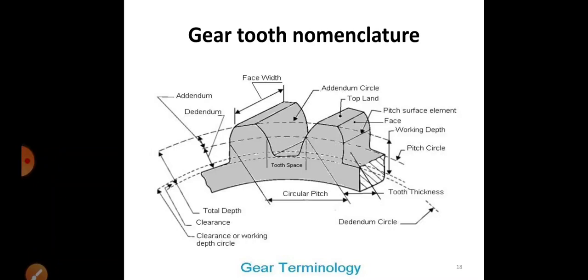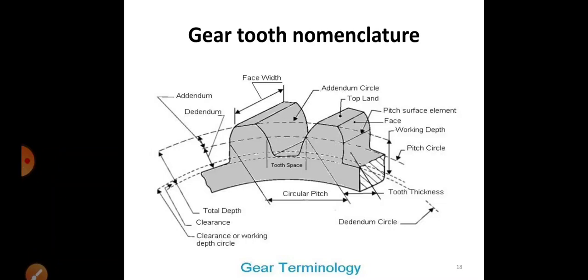In this session, we are going to discuss the gear tooth nomenclature. As we know, a gear is a mechanical element which is used to transmit power or motion, and we discussed different types of gear in the previous session. Now we need to discuss what are the different parameters involved in a gear.